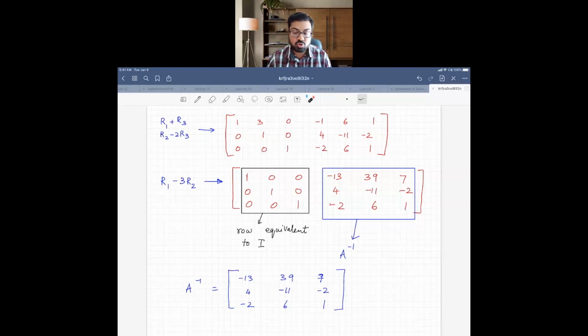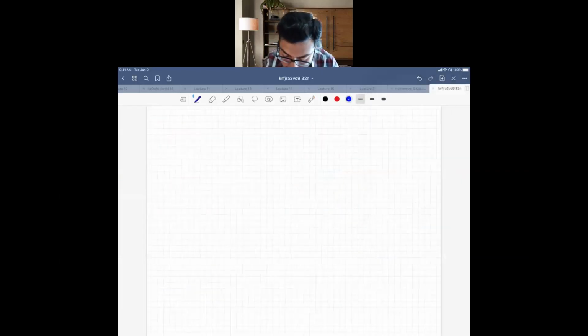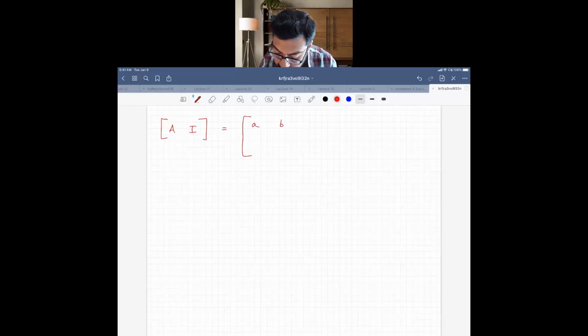Now, you don't need to do this for the 2 by 2 case because the 2 by 2 case was straightforward. You were able to do it directly. But if you did, you would do something like this, right? You would form the augmented matrix A I. It would be A, B, C, D here, and then 1, 0, 0, 1 there, and then you would do row operations, right? And your goal would be to make this into an identity matrix.